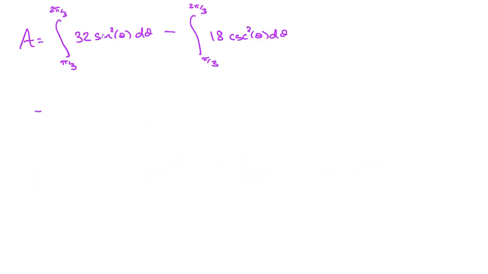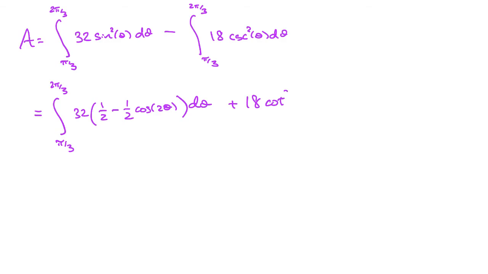So for our first integral, we can just use our power reduction identity. So we have pi over 3 to 2 pi over 3 of 32, and our sine squared becomes a 1/2 minus a 1/2 cosine of 2 theta d theta. And then for our second integral, our cosecant squared is really just the derivative of our cotangent. So we have an integral of plus 18 times cotangent of theta from pi over 3 up to 2 pi over 3.